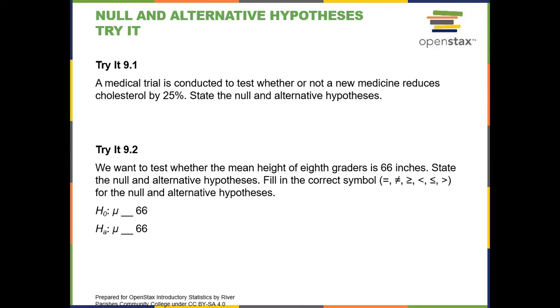We want to test whether the mean height of an 8th grader is 66. Null hypothesis: mu equal to 66. Alternate: mu not equal to 66.